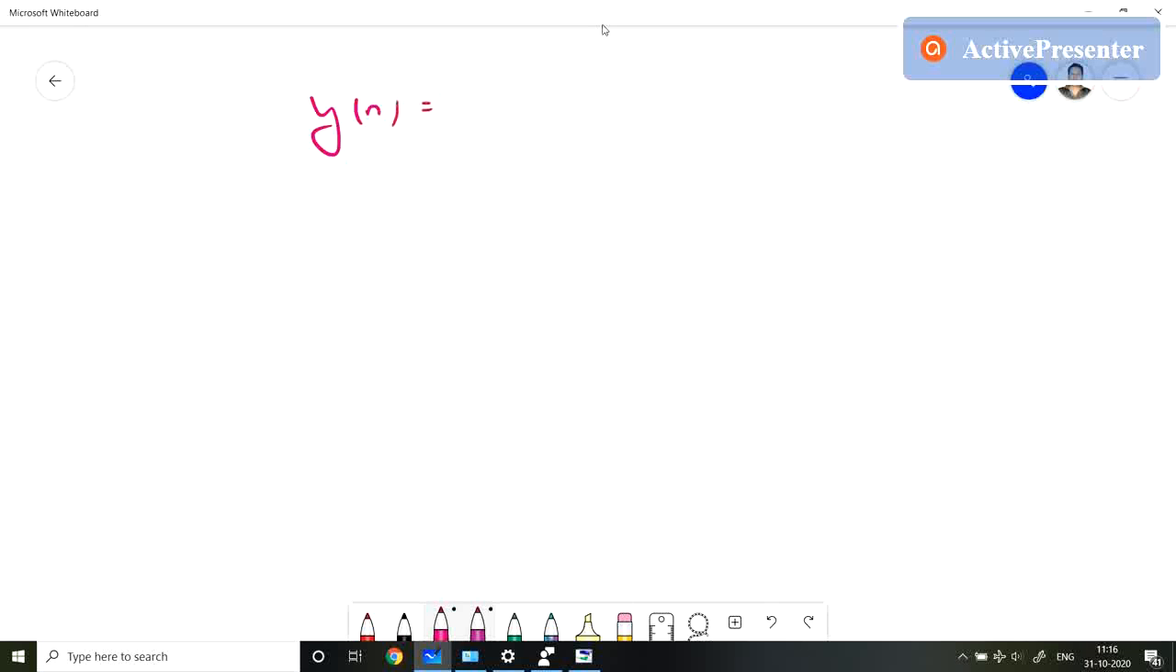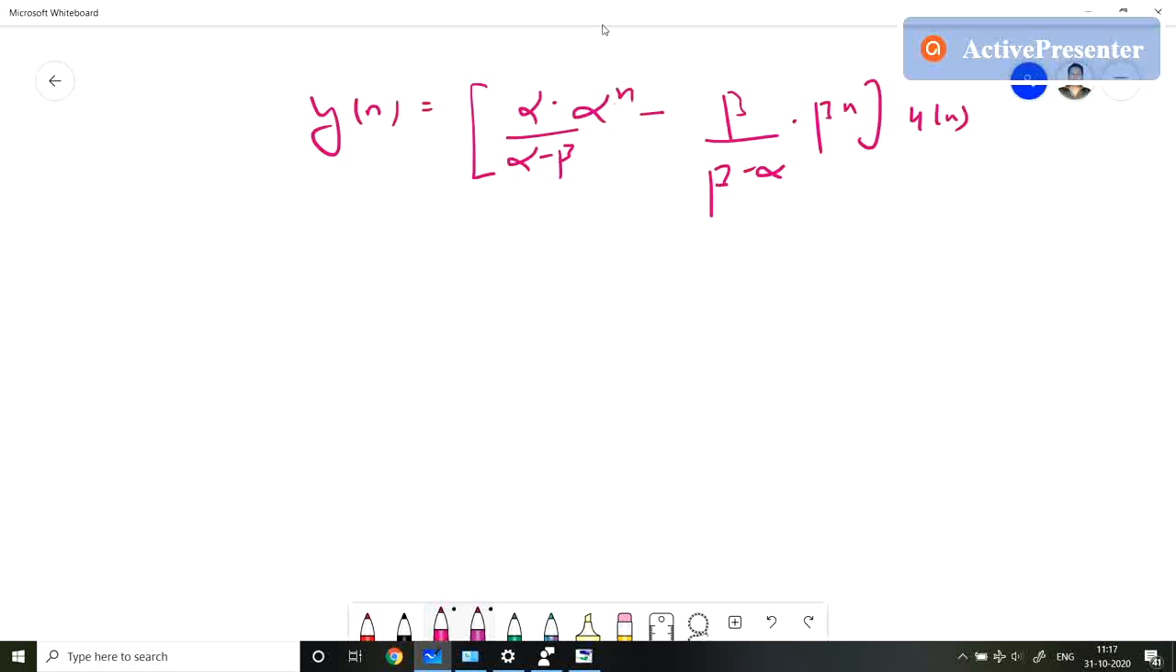Now y[n], if we find the inverse Z transform, is equal to alpha divided by alpha minus beta multiplied by alpha raised to the power n, minus beta divided by alpha minus beta multiplied by beta raised to the power n, u[n]. We have combined these two terms together, and u[n] we have taken outside. All these things we have already covered, so please check this equation. Now what we are getting, we can write as alpha to the power n plus 1 minus beta to the power n plus 1, into u[n]. So this is y[n].